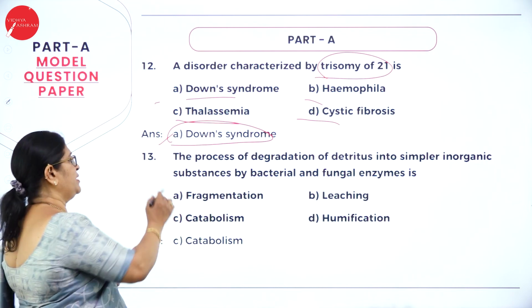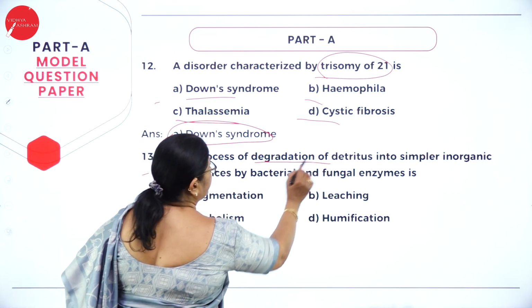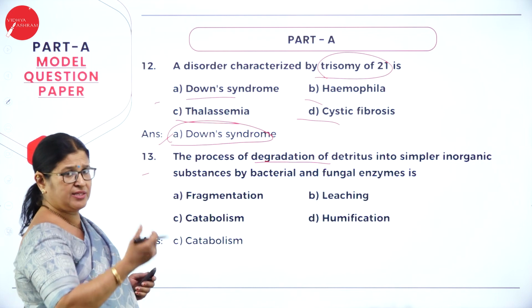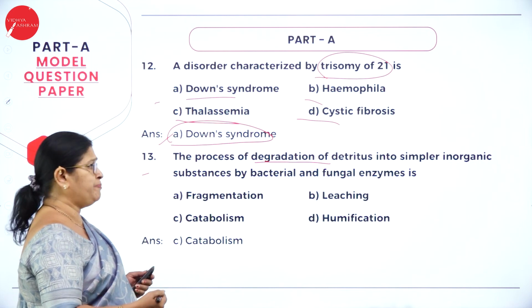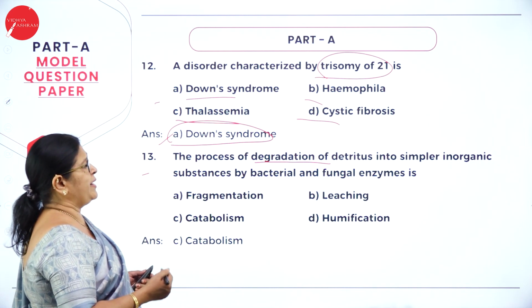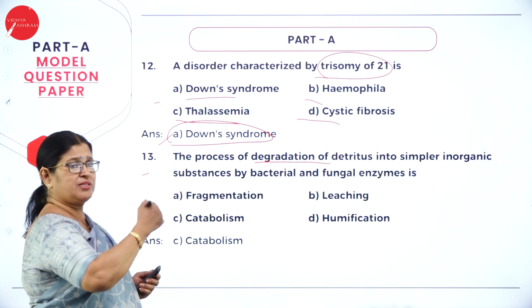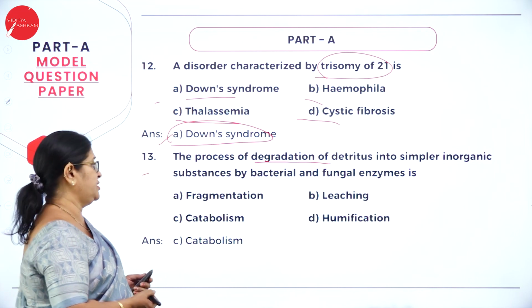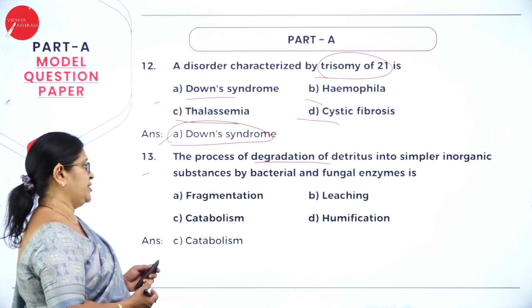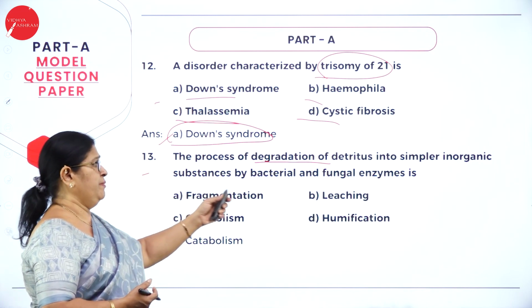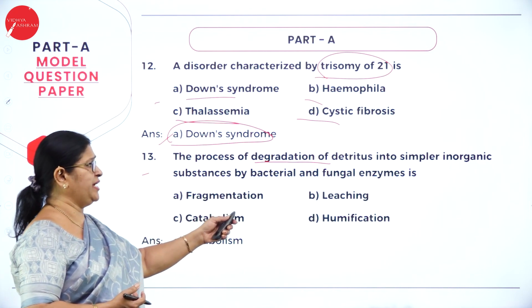Moving on to question number 13. The process of degradation of detritus into simple inorganic substances by bacterial and fungal enzyme is called. So what is the method in the process of decomposition? As you know, there are 4 very important steps: A, fragmentation, B, leaching, C, catabolism, D, humification.